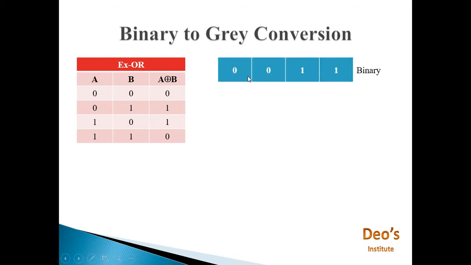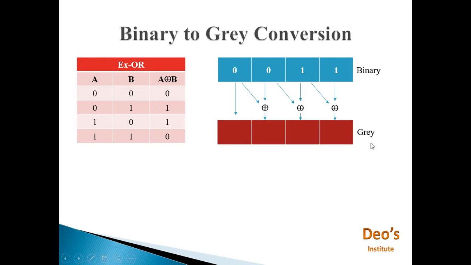Consider this is binary number 0011. We have to convert it into gray code. So now we know the formula. We copy this bit as it is. So this 0 is copied as it is. Then we XOR this 0 and 0. So 0 XOR 0 is 0. Then 0 XOR 1 is 1. And 1 XOR 1 is 0. So binary number 0011 is equivalent to gray code 0010.